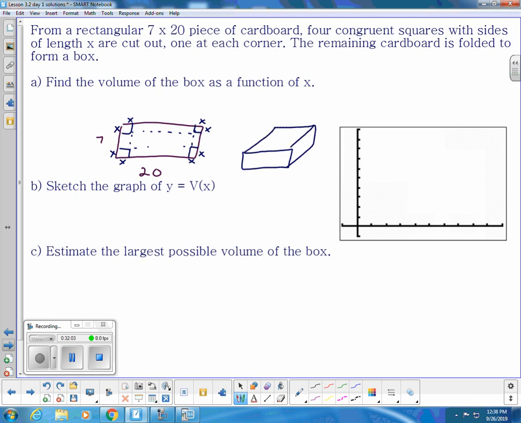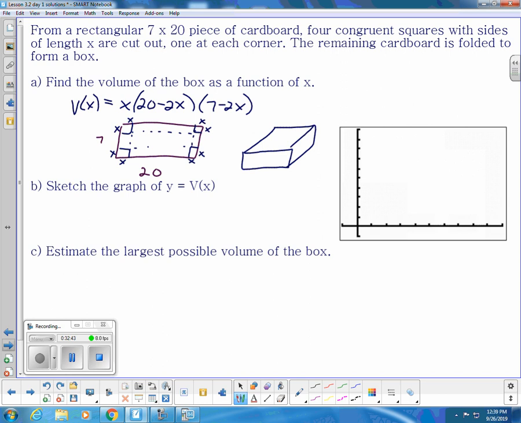what's the actual length going to be here? It was 20, but I took away an X and an X, so that would be 20 minus 2X. And what is my actual width? It was 7, but I took an X and an X. And what is the height? How much am I folding up here? Just X. So that's your volume. Length times width times height. And then we're going to graph it. Before we put this in our calculator, we're just going to leave it in that ugly factored form.